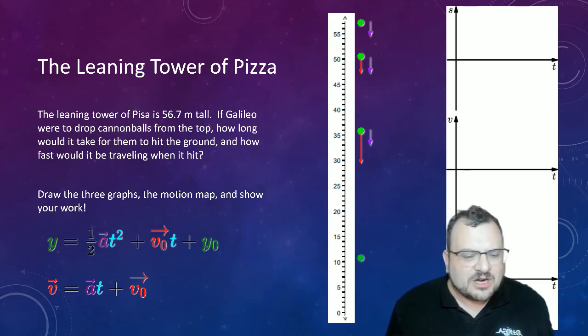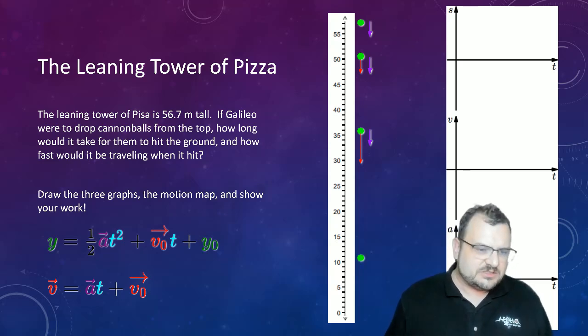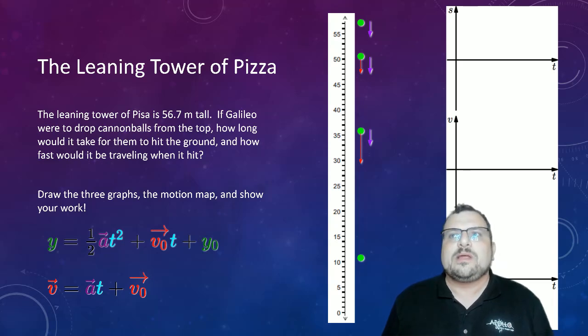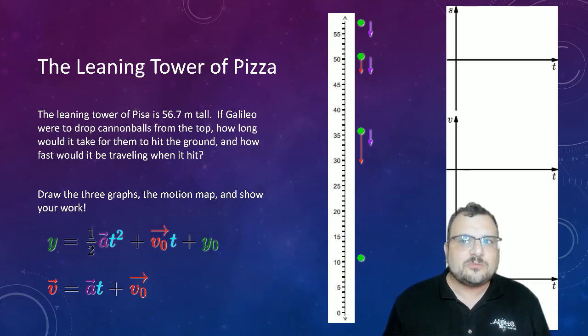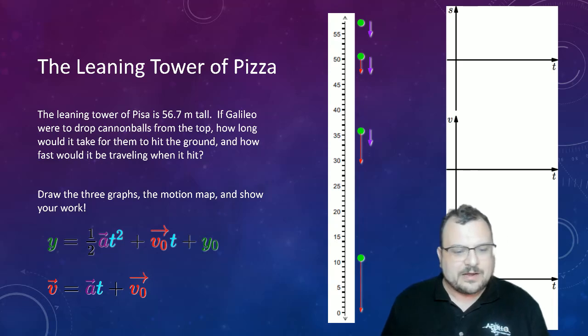Fast forward to our third second, we are now at about 11 meters. We have now been accelerating for 3 whole seconds, so we're going to be at 29.4 meters per second going down. Big red arrow. Again, same acceleration.